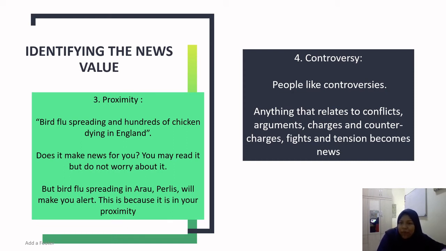Number four, people love controversies. Anything related to controversies, conflicts and arguments will become news. For example, what happened to Ustaz Abid Liu and Abu Shafiq. That is news because it's a controversy, a conflict between two religious men.